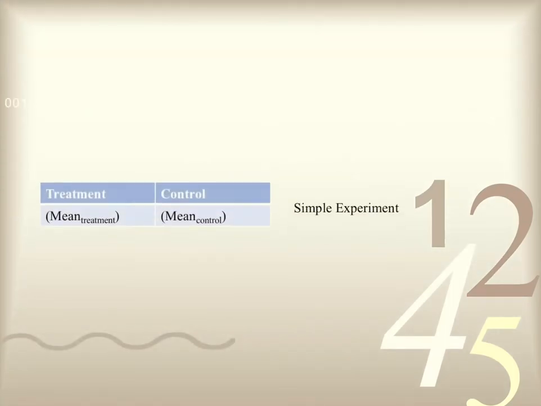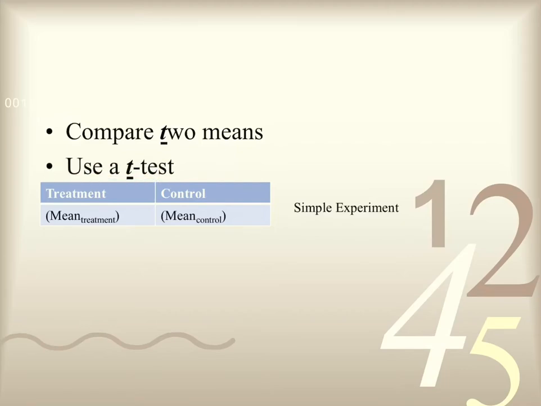To start with, let's review what we already know, which is we've talked about the simple experiment, an experiment in which you have only two groups, typically some kind of a treatment or a manipulation, and a control group, people who don't get that treatment or manipulation. And in this study, we're comparing two different means, the mean of the treatment and the mean of the control. And for this, we use a t-test. So you could think about t-test testing two means.